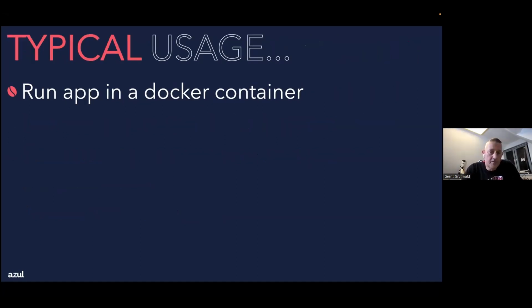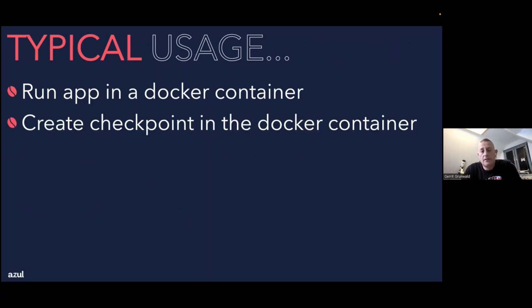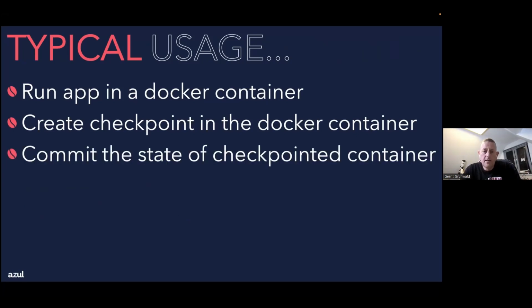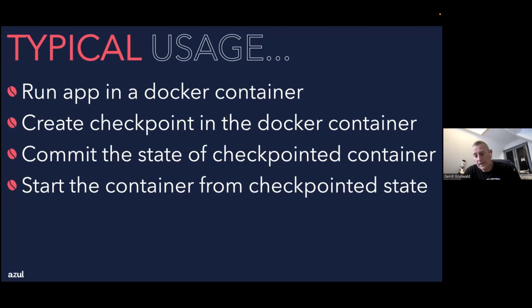The typical usage of CRaC is you run your application in a Docker container. You create the checkpoint in that Docker container and store it in there. Then you commit the state of this checkpointed container. The next time you start it, you start from this checkpointed container and call the command with -XX:CRaCRestoreFrom and point it to the folder where you stored the checkpoint. This is the usual use case for that.